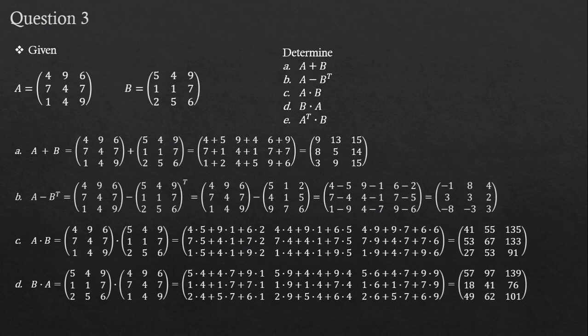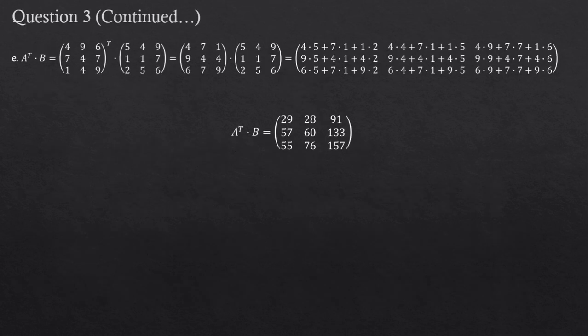As for D, it is B times A, not A times B. If we multiply B times A in reverse order, we can observe the answer is not the same, which is 57, 97, 139, 18, 41, 76, 49, 62, and 101. What does this mean? This means that the order of the multiplication does matter in matrix operations. So we must prioritize the order in order to get the correct answer.